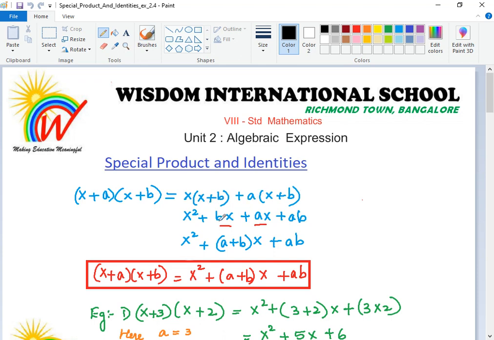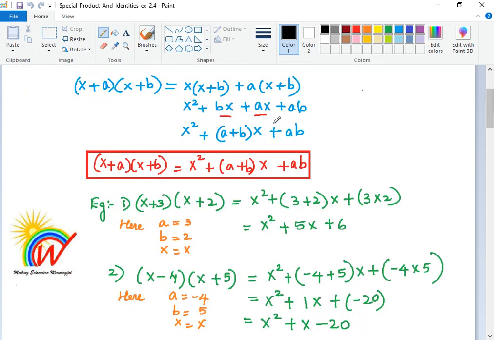When you multiply this, you get x square plus x into b is bx, plus a into x is ax, plus a into b is ab. Now here you can see that bx and ax are both like terms, so we can add them. So a plus b could be written. If it was a number, we could have definitely added them, but since it's b and a, we can't add them. We'll have to just keep it as a plus b. So we get x square plus (a plus b) of x plus ab.